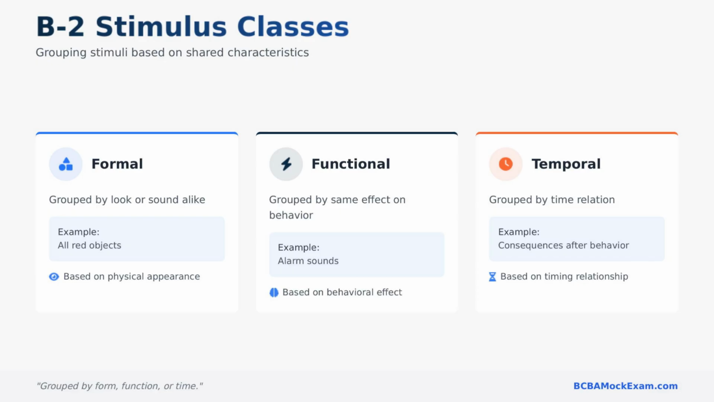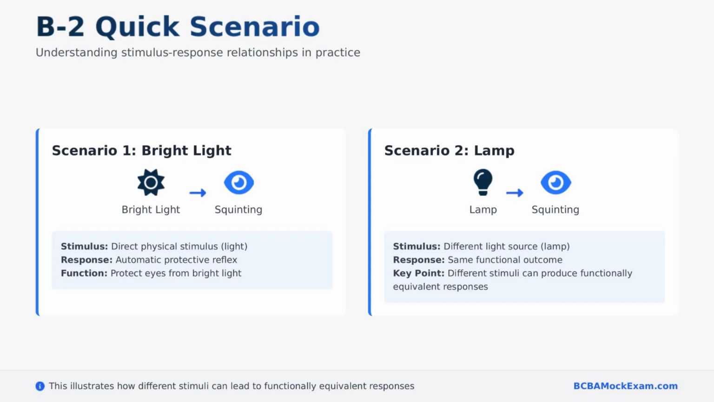So, red light, red shirt, red ball, formal class. Different songs that make you dance, functional. Events that happen after you respond, temporal. Let's make it real. Bright light makes you squint. Your phone buzzes and you check it. Different stimuli, but both change what you do in the moment. That's how behavior and environment connect. They're always in a conversation.